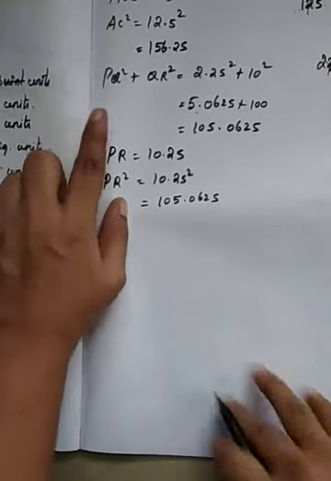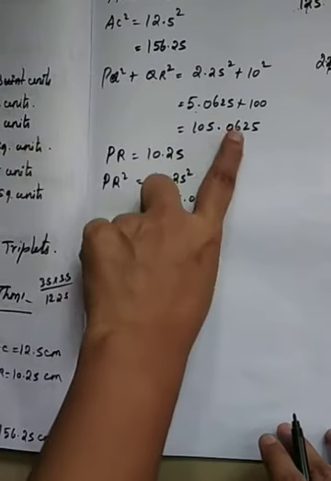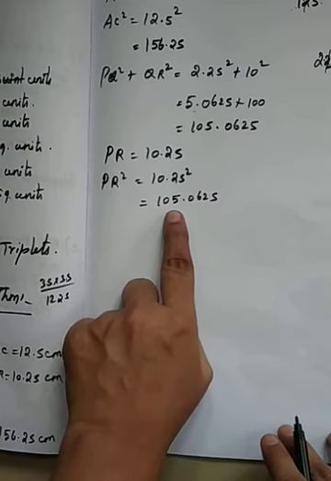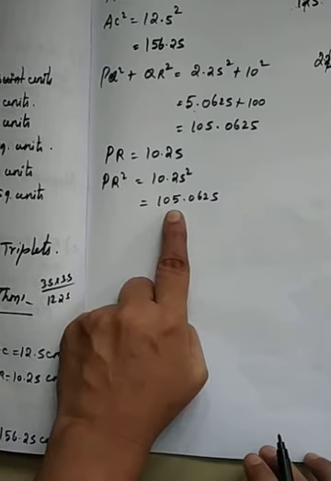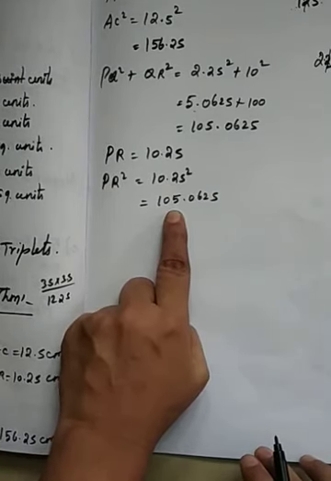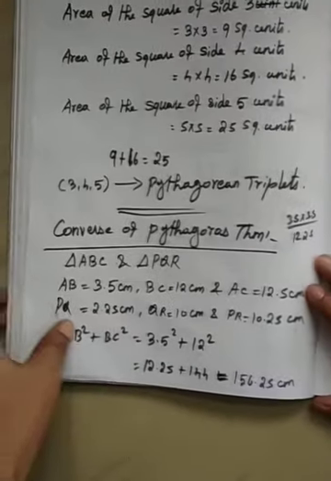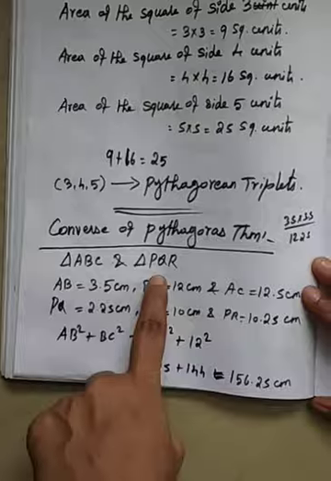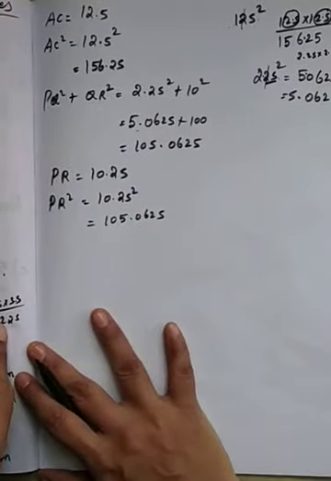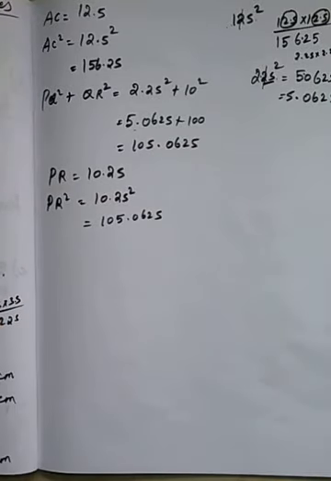So PQ squared plus QR squared is the same as PR squared. Now measure the three angles of both triangles, that means triangle ABC and triangle PQR. What do you observe?